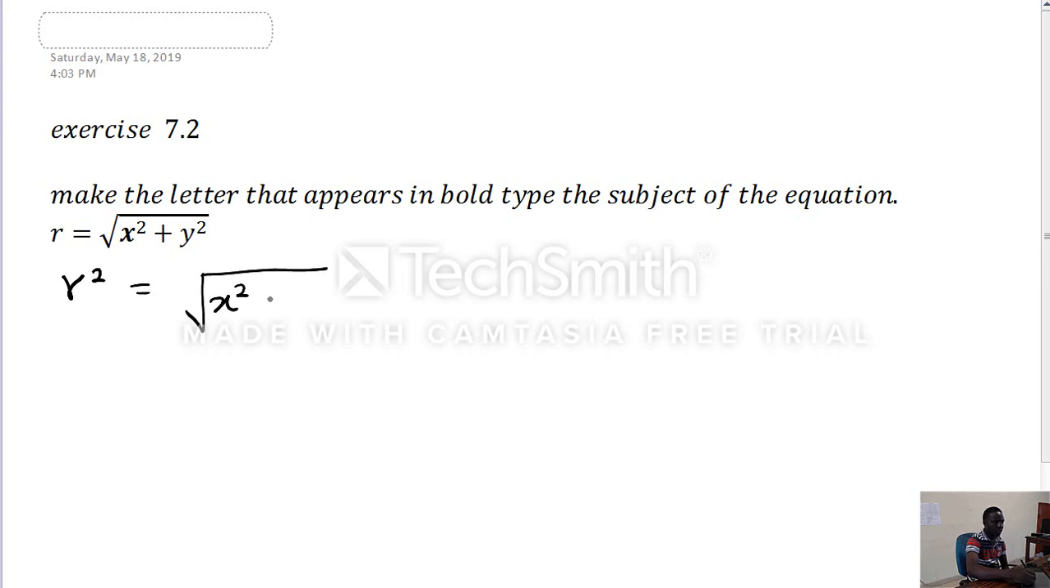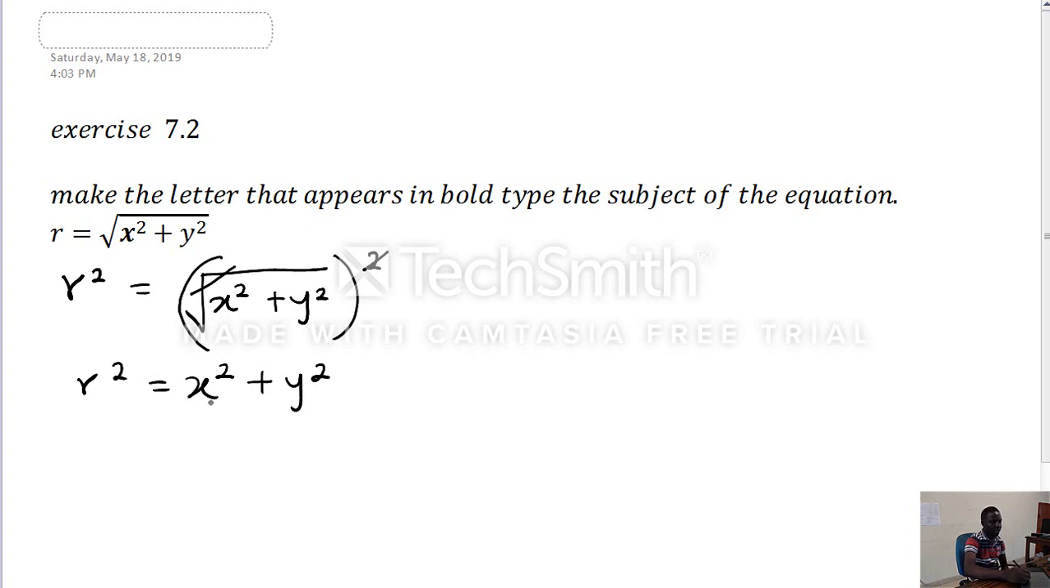root x squared plus y squared, all squared, and this square will neutralize the square root, leaving us with r squared is equal to x squared plus y squared.